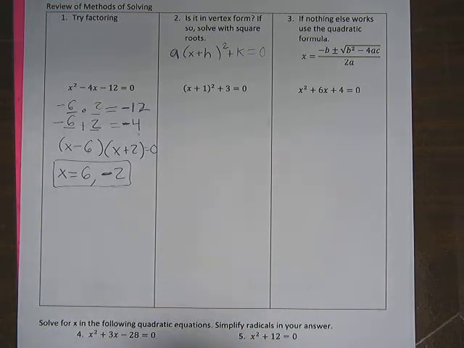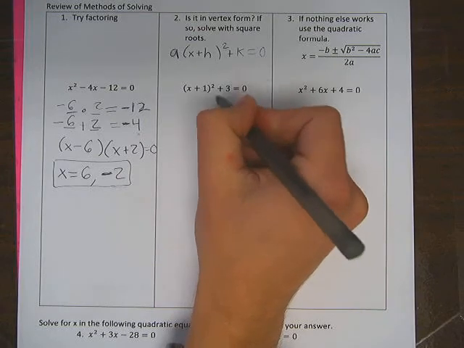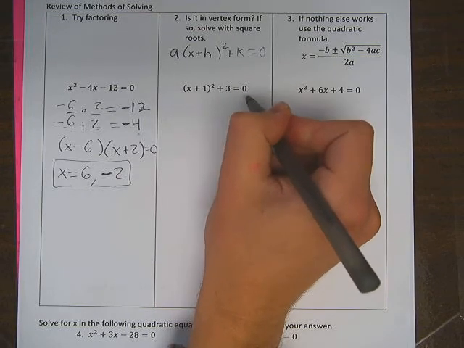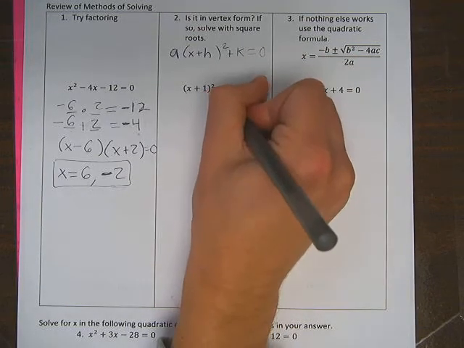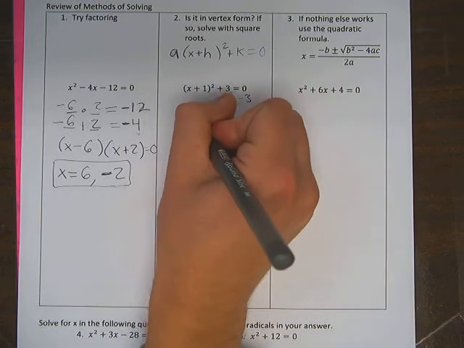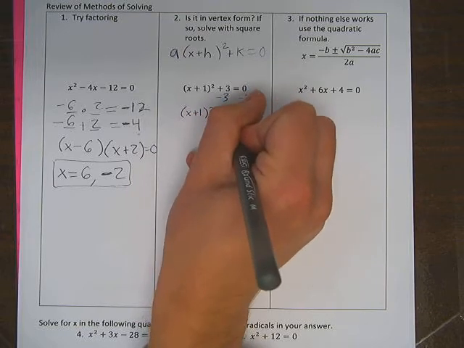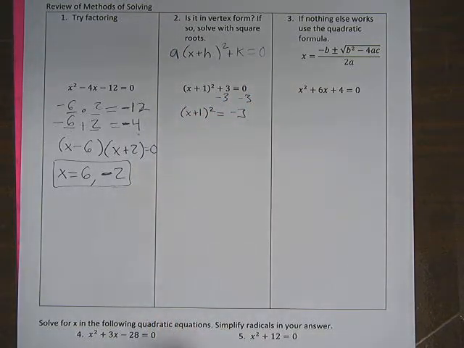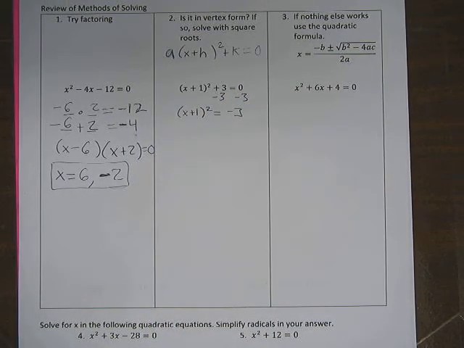Okay, so if you have something like that, you can solve it taking square roots. And that's where we move this 3 over to the other side here. So I'm going to subtract 3 from both sides. So we get x plus 1 squared is equal to negative 3. Okay, x plus 1 squared is equal to negative 3. We just subtracted the 3.